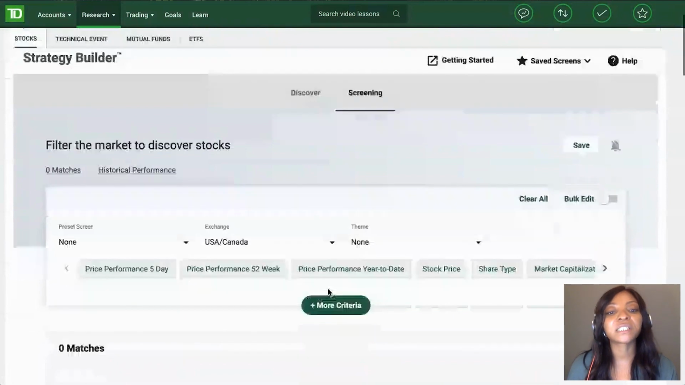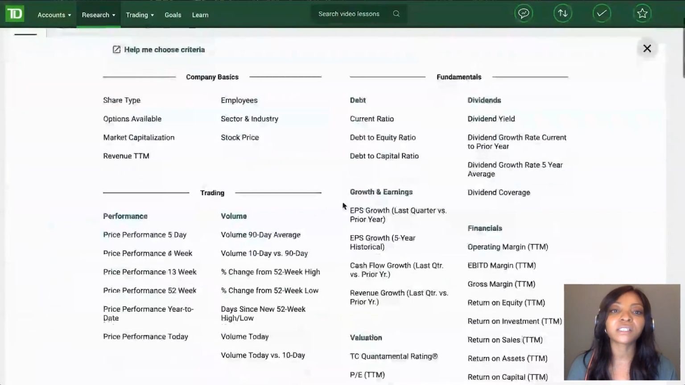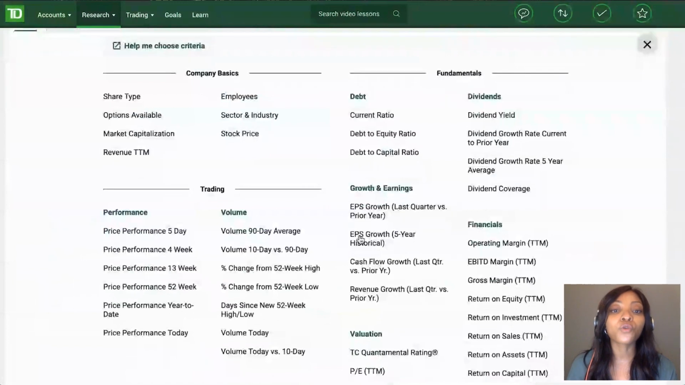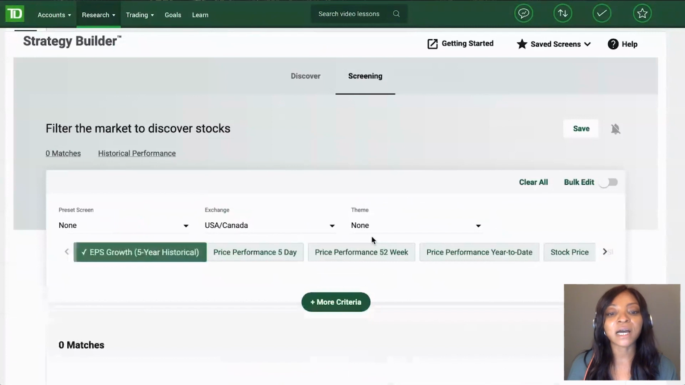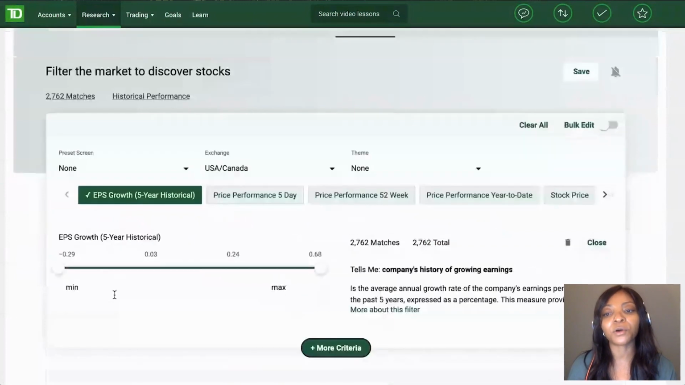And what we're going to do in this situation is, let's say we want to see a company that has grown its earnings per share over a 5-year period. So I'm going to click on earnings per share growth, 5-year historical. And once I do that, we have the ability to set minimum and maximum growth that we're looking for. So for the purposes of this example, I'm going to set the minimum as 0. So we want a company that at least has not seen a decrease in its earnings per share. Once you do that, there's 2,100 companies that match our needs.